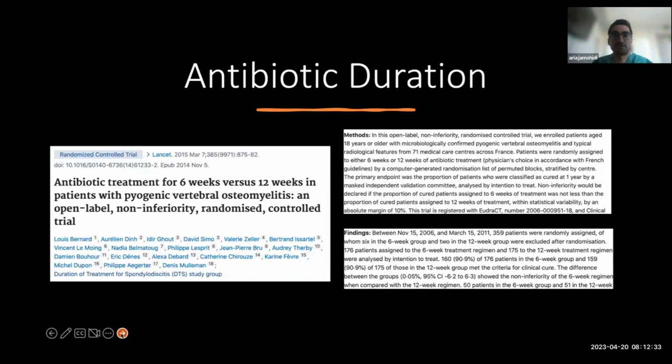In terms of conservative treatment, antibiotics have now become the gold standard of treatment in patients, obviously with no significant neurological deficit and no significant deformity or bony lysis. Here was an interesting study done in 2015 by a group in France. They did a randomized control study looking at 6 weeks versus 12 weeks in patients with pyogenic vertebral osteomyelitis. This was an open label study, and they found that there was essentially no difference in overall outcome between patients who were treated for 6 weeks versus 12 weeks.